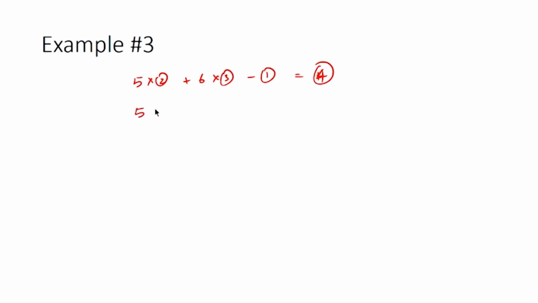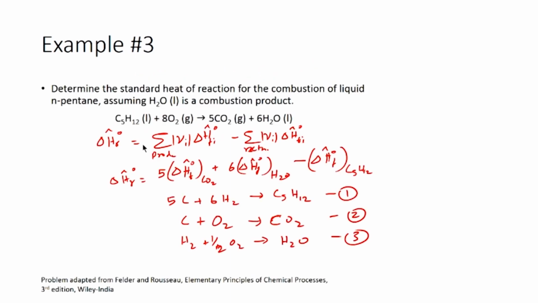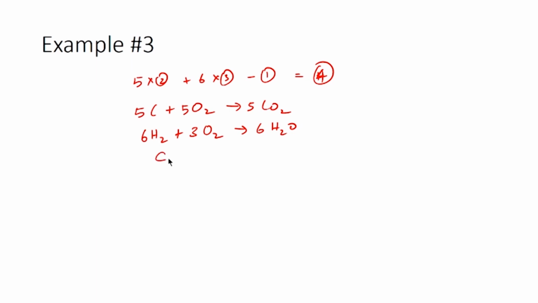It would be 5 C plus 5 O2 gives 5 CO2, and this next equation would be 6 H2 plus 6 times half O2, this 3 O2 gives 6 H2O, and the last equation, because we are going to subtract it, we will change the reactants and the products sides. So, that would become C5H12 becomes 5C plus 6H2. So, this is H12.